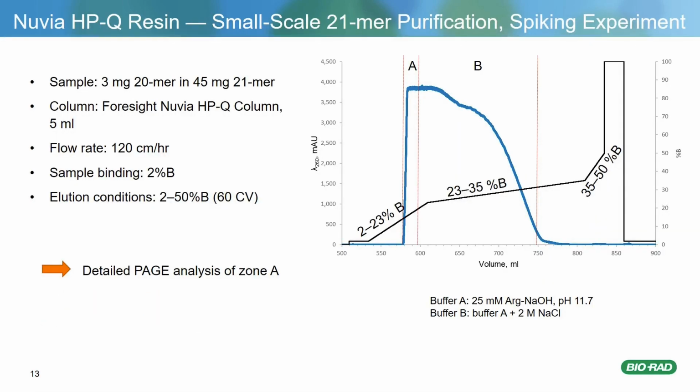Next, we tried a small-scale spiking experiment to show the ability of the Nuvia HP-Q to separate the 20 and the 21 mer. So in this case, we spiked in 3 mgs of 20 mer into 45 mgs of 21 mer and ran it over the Nuvia HP-Q column. Flow rate and sample binding were left the same. The elution conditions were slightly modified to start at 2% B. This is to allow a better transition of connectivity after the sample application. And then you see zones A and B, and a detailed PAGE analysis was done of zone A to show the separation between the 20 and the 21 mer.